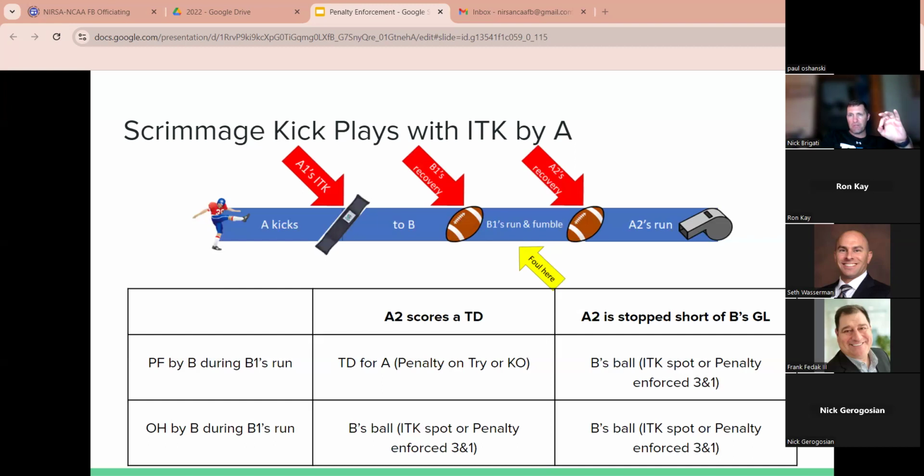Does that make sense to everybody? Nick, I got a question. Yes, sir. How do you know who to go to first and give the options to?